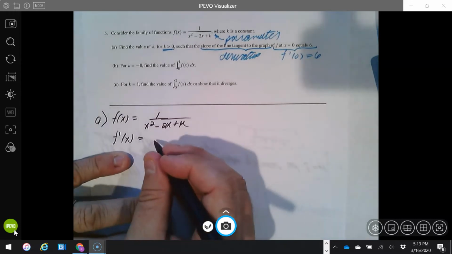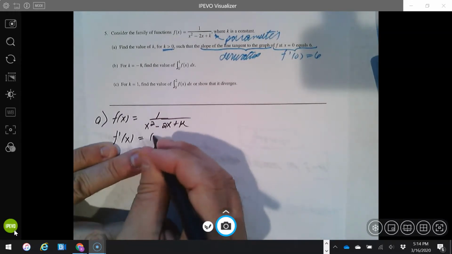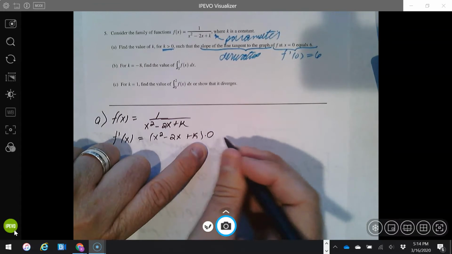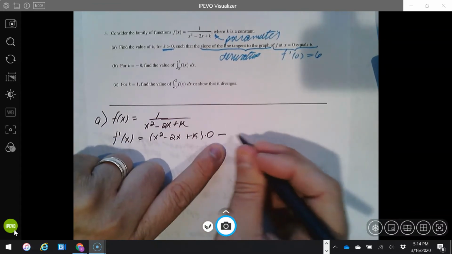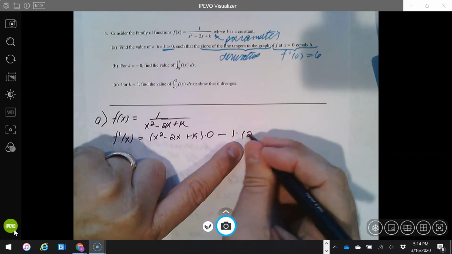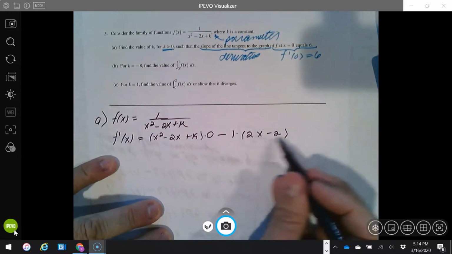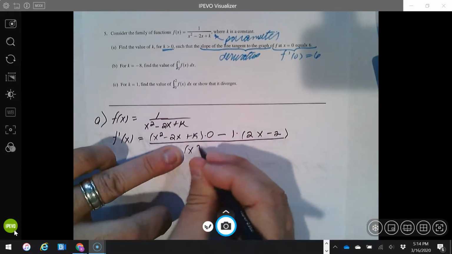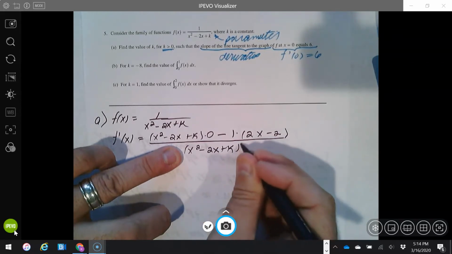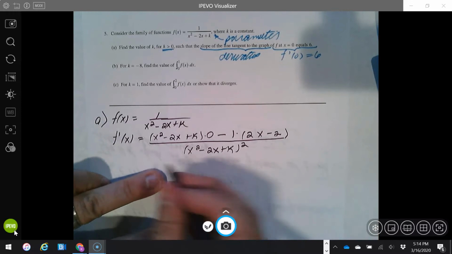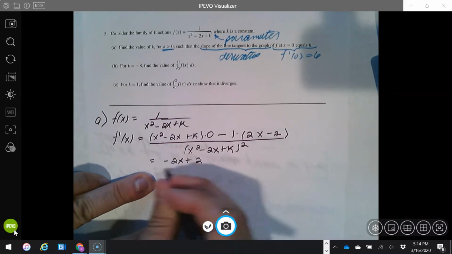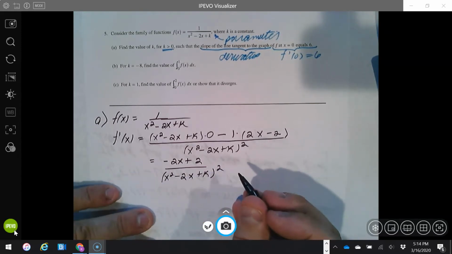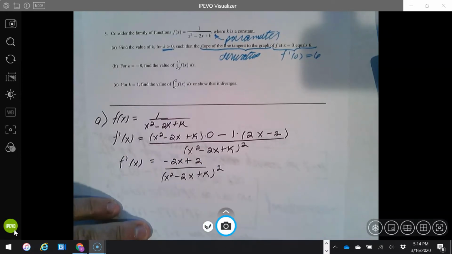So f prime, I'm going to use my quotient rule. So low, x squared minus 2x plus k, d high, the derivative of 1 is 0. I bet a lot of you already knew that. Minus high, the 1, times the derivative of the bottom, 2x minus 2, plus the derivative of k is 0, all over x squared minus 2x plus k, the whole quantity squared. I can simplify this, and I'm going to get that negative 2x plus 2 over x squared minus 2x plus k squared. Now keep in mind that's f prime of x.